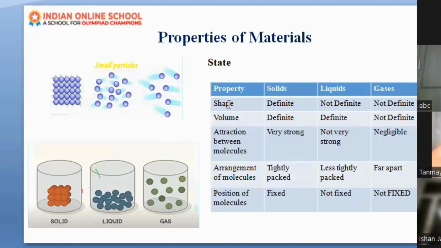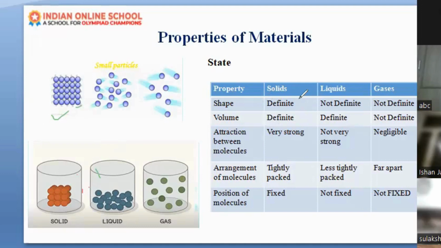Let's talk about the shape in the case of solid, liquid, and gases. We know that because you are now able to speak out the answer. Okay, let me take my pen. So here I am talking about solid. You know very well, what is the shape of a solid? Yes, definite.